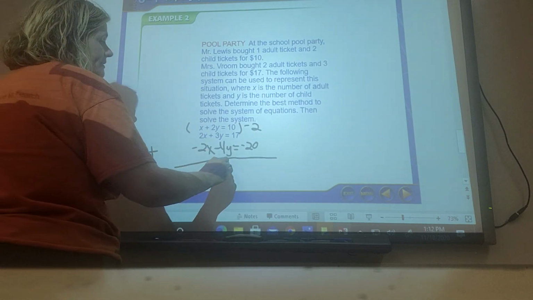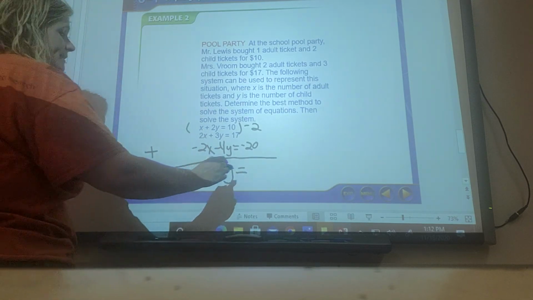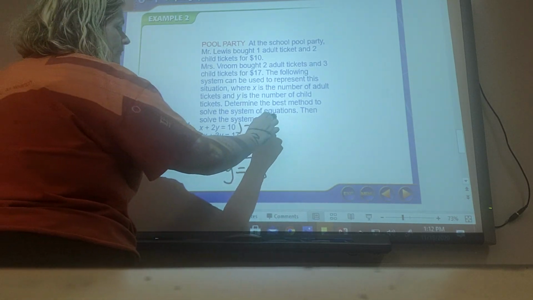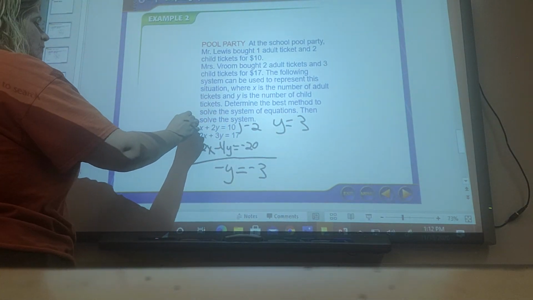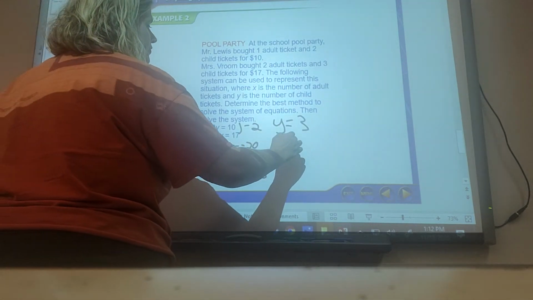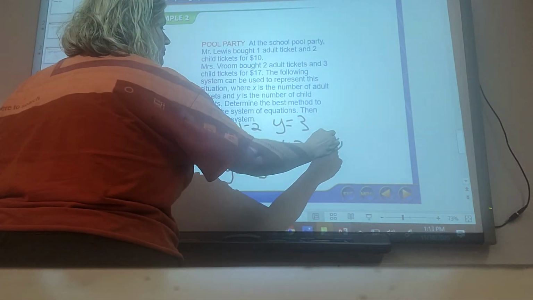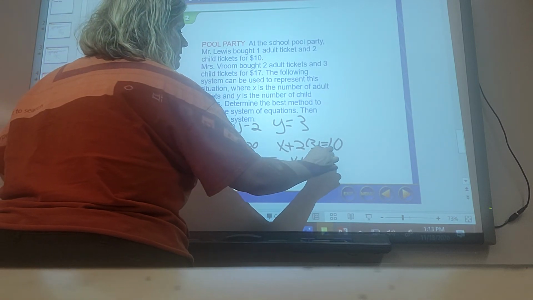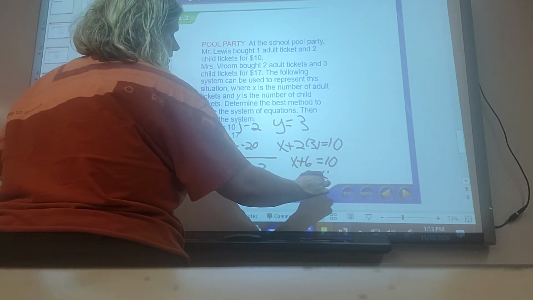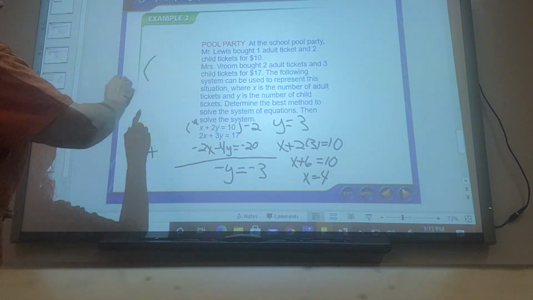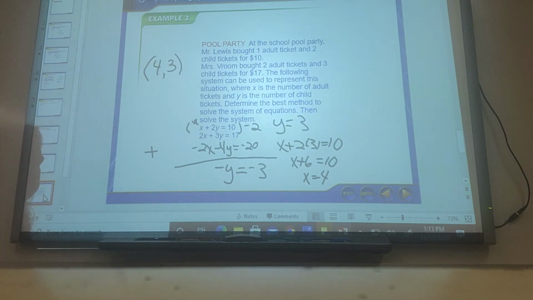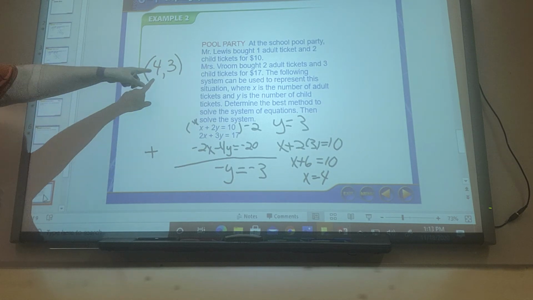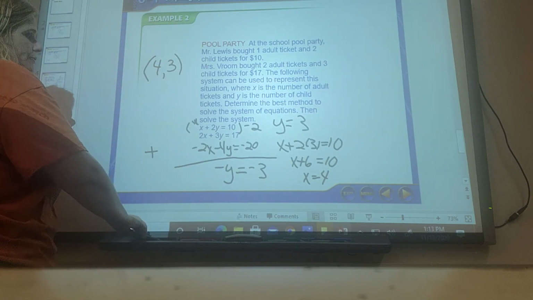3y plus -4y is -y. 17 plus -20 is -3. We want a positive y, so we change the signs. Put that back into one of the originals. I'm going to use the top. X plus 2 times 3, putting in 3 for y, equals 10. Subtract 6. So we get 4, 3, x, y. So the adult ticket is $4 and the child ticket is $3.